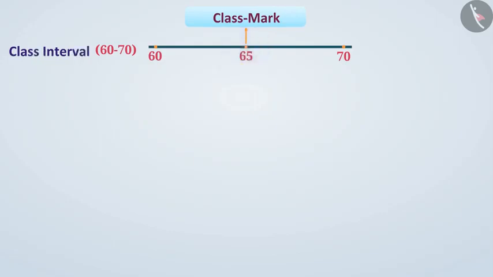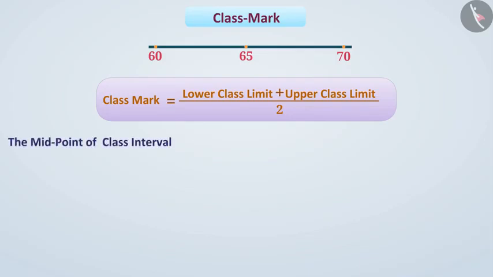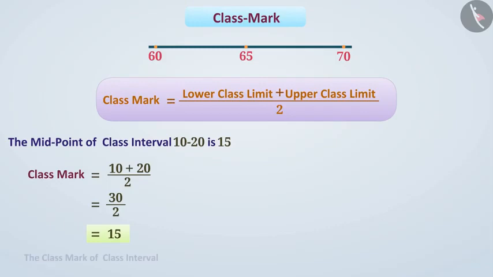The midpoint of a class interval, that means the class mark, is obtained by dividing the sum of the lower class limit and the upper class limit by 2. For example, the midpoint of a class interval 10 to 20 is 15. That means the class mark of a class interval 10 to 20 is 15.